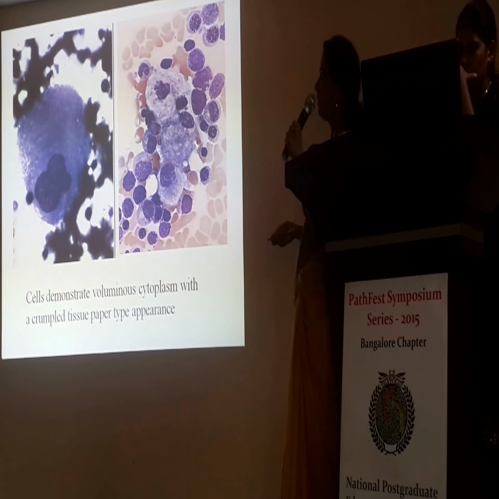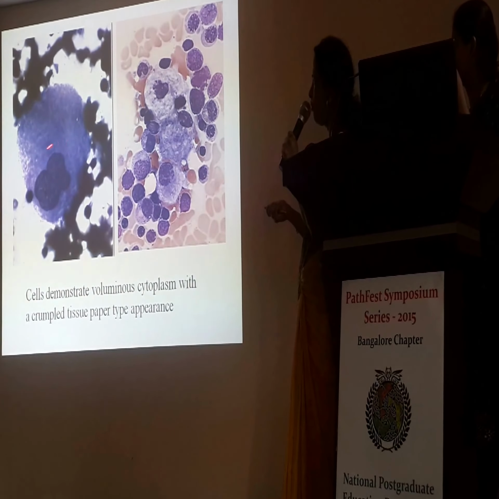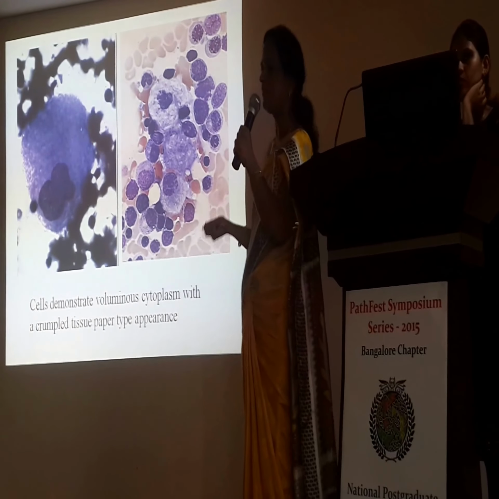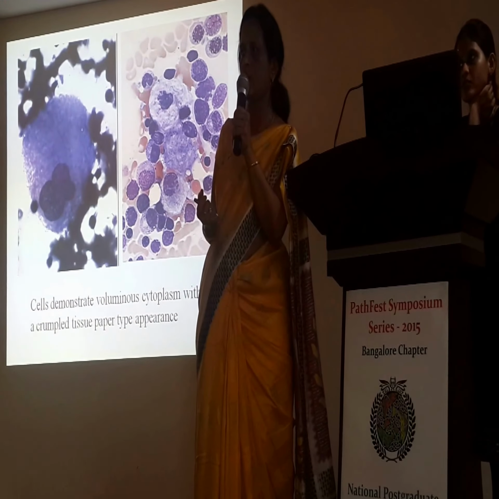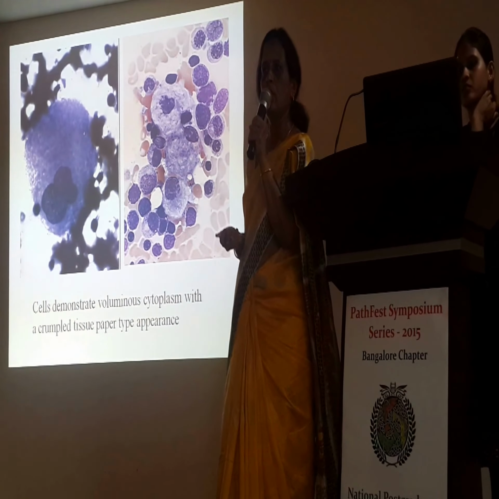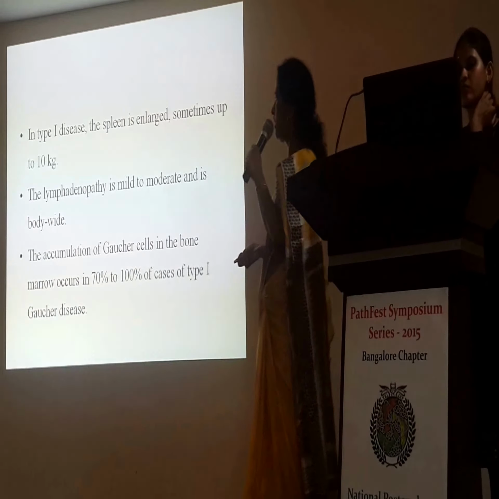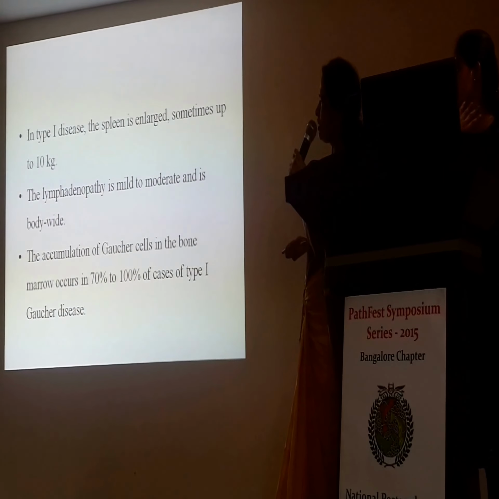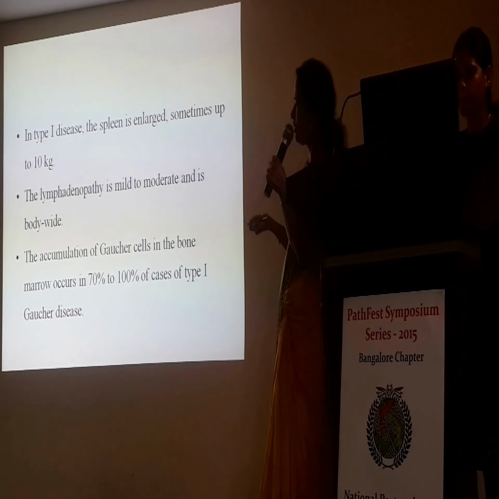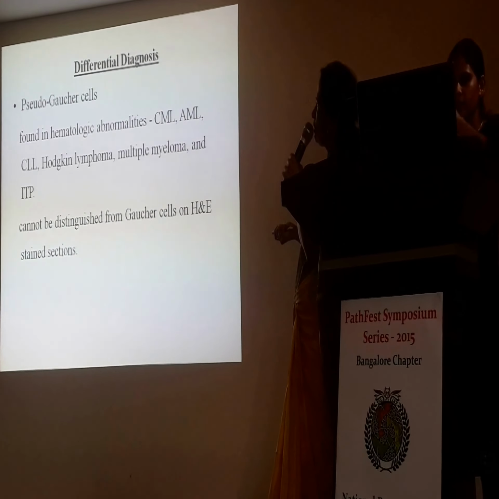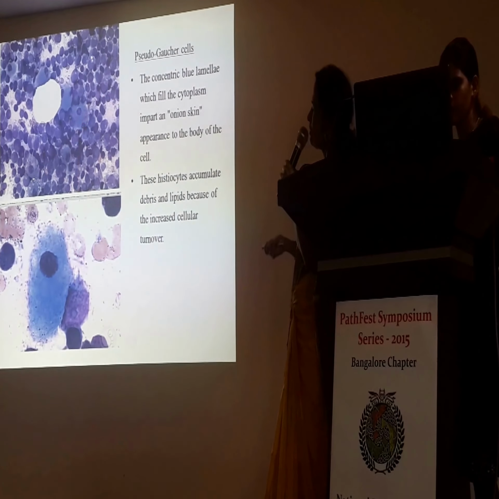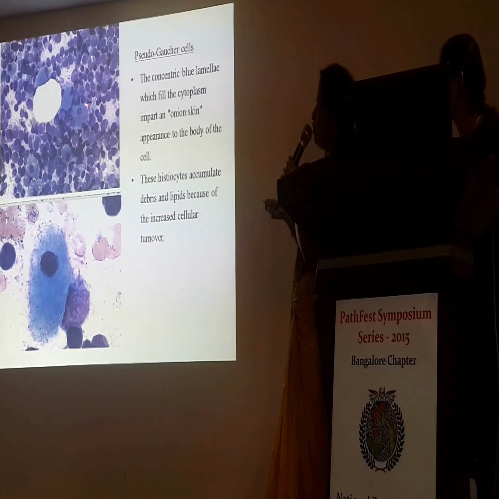Difference? Yeah. The cytoplasm here is more blue compared to the cytoplasm here. So what are these cells? They may look like Gaucher cells. Sea-blue histiocytes. Next. So you need to know about the pseudo-Gaucher cells and the Gaucher cells. I'll just show you a table which differentiates the two. Next. So how do you identify the pseudo-Gaucher cells?